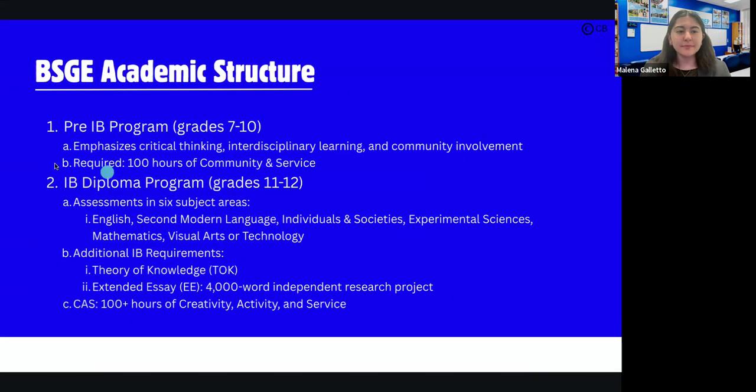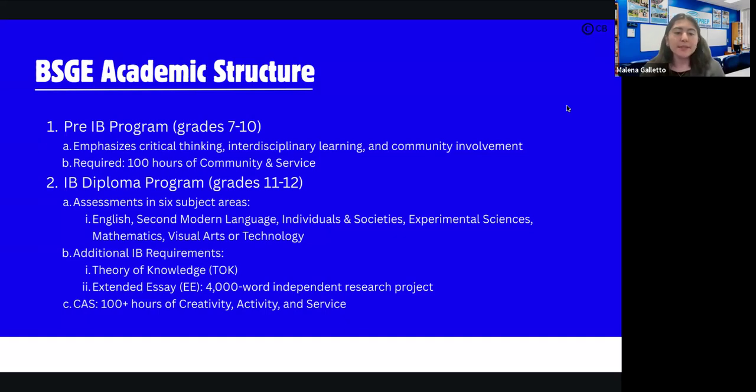In terms of the academic structure, I'm sure a lot of you guys are aware, but just to go over, from grades 7 to 10, you guys do the pre-IB program, and it emphasizes critical thinking, interdisciplinary learning, and community involvement, which are all things that colleges are looking for in their applicants, as well as the 100 hours of community and service. These are all things that look great on colleges' applications, but also prepare you for whichever institution you will end up at.